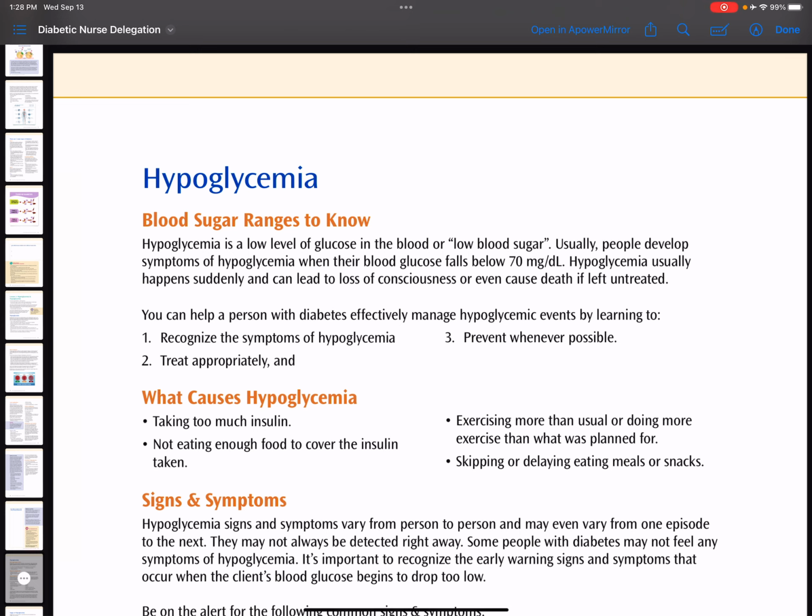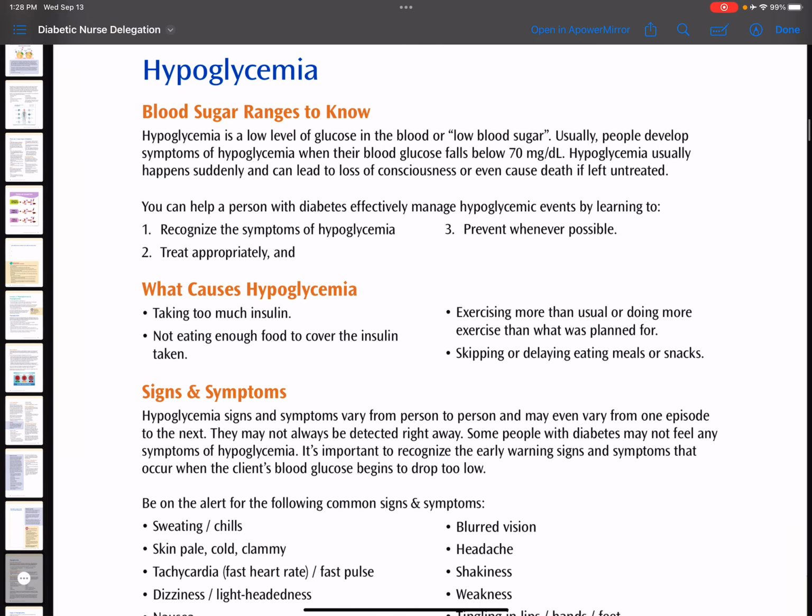There are some stages of hypoglycemia. Level 1 is mild hypoglycemia, when the blood glucose is less than 70 milligrams per deciliter but 54 milligrams per deciliter or higher. It's between 54 and 70. Level 2 is moderate, and that one is when blood sugar is less than 54.